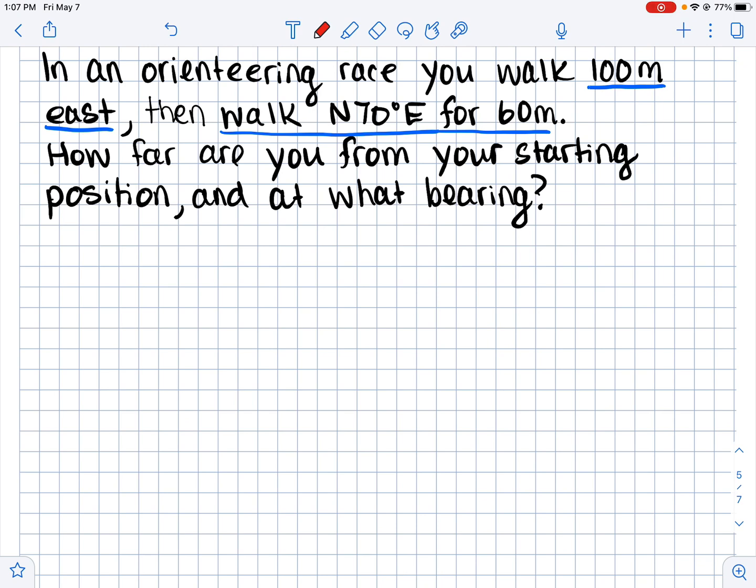So in an orienteering race, you walk 100 meters east. Let's draw that with our directed line segment. So we'll say that's 100 meters in the east direction. Then you walk north 70 degrees east for 60 meters. So that would look like, if that's north, which it is. I'm not really amazing at drawing these to scale, but it's nice if you can draw them somewhat accurately.